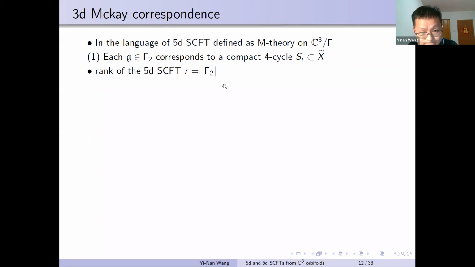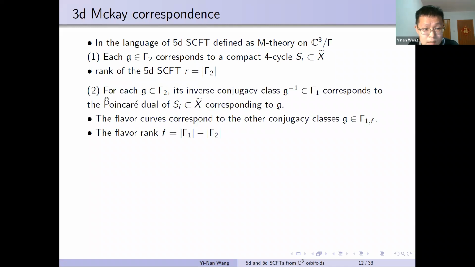And secondly, for each conjugacy class in the set gamma 2, let's consider its inverse conjugacy class, which we call g minus 1. The elements of g minus 1 are the inverses of the elements in g. So basically, if you take any conjugacy class and take the inverse of every element, the set of these inverse elements also forms a conjugacy class. That's g minus 1.